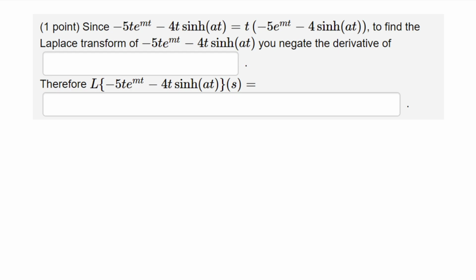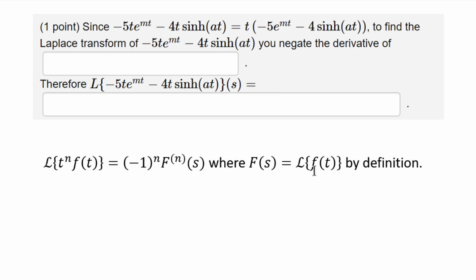For the following problem, this is about using the Laplace transform of something without the t and then using that to find the Laplace transform with a t multiplied. And the formula that it's in reference to is the following formula, where F(s) is the Laplace transform of f(t). That's the convention that people use for Laplace tables and Laplace transforms.